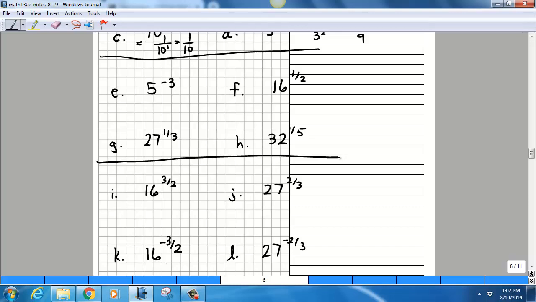So 5 to the minus 3. What is that? 1 over 125. Where did the 125 come from? Right. Yeah, so 5 to the minus 3 is 1 over 5 cubed. Always take the reciprocal, and then it so happens when you raise 5 to the third power, you get 125, right? Okay, so Ben, what about 16 to the 1/2 power?